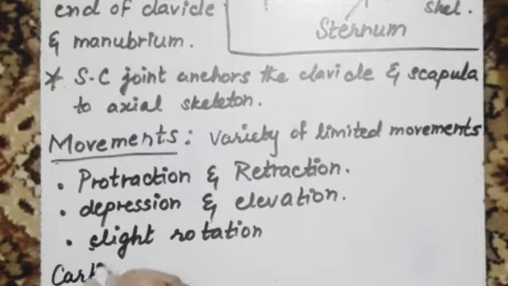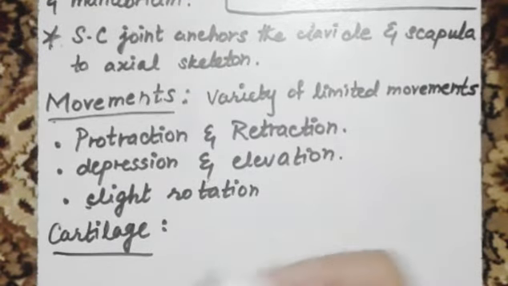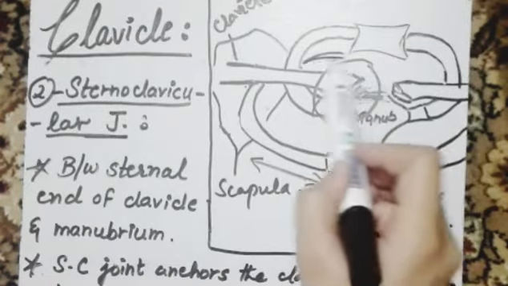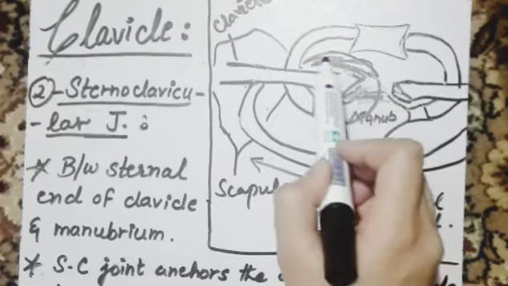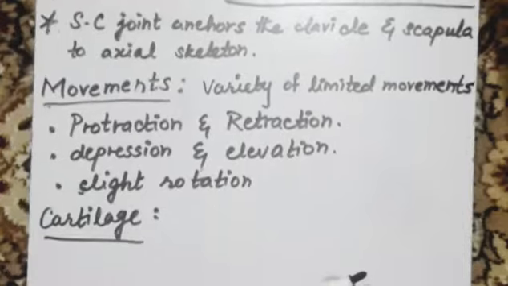Then we'll talk about the cartilage. Like the acromioclavicular joint, the sternoclavicular joint is also surrounded by an articular cartilage capsule. Okay, here there is a capsule. The cartilage makes a capsule around the sternoclavicular joint.